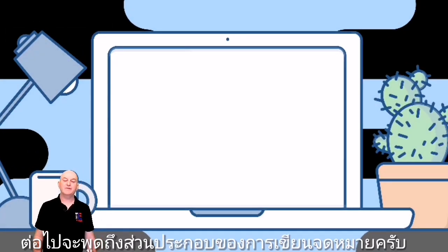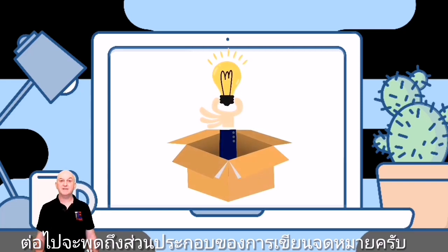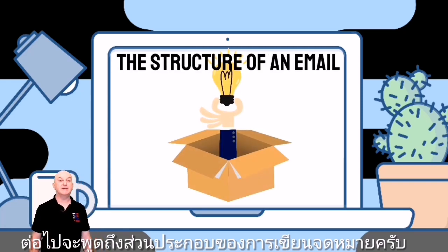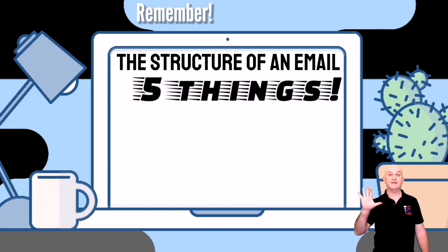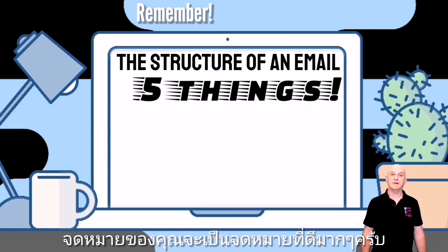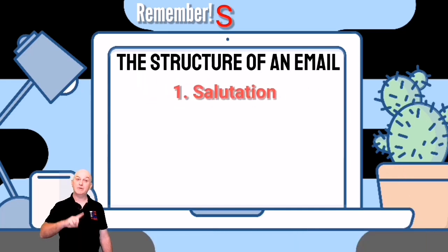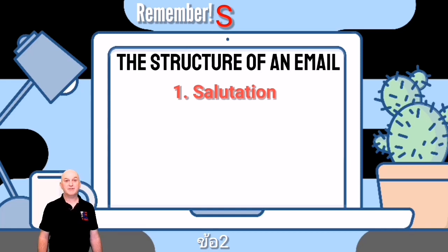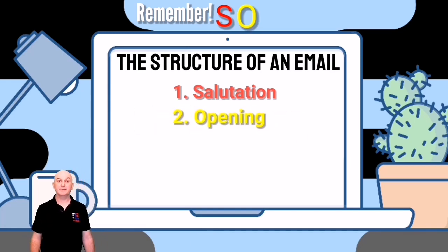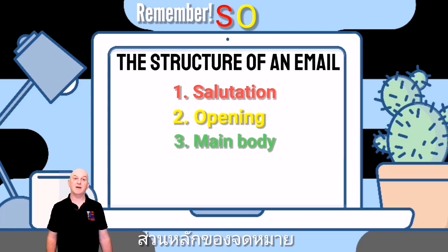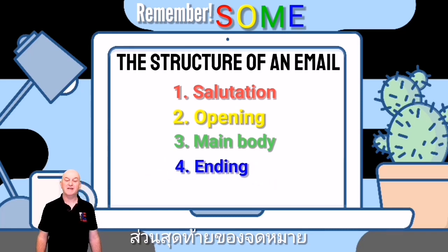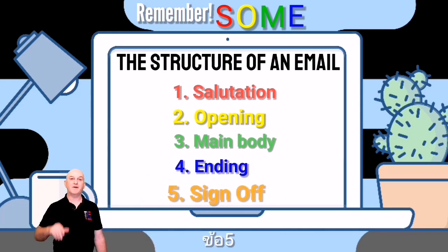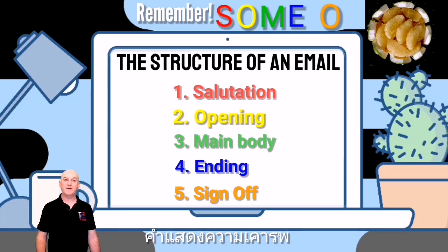Okay, so I'd like to move on to share with you my ideas about the structure of an email. The idea is, if you can think of these 5 things every time you write an email, then your email is going to be very good. Number 1, salutation. Number 2, the opening. Number 3, the main body of the email. Number 4, the ending of the email. And then don't forget number 5, which I call the sign off.